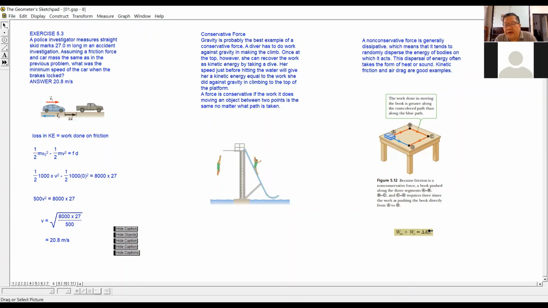Now, usually when you try to do some calculations, not this case, not the one that we have discussed so far, but the one that we have not discussed, they usually say that the work done against the non-conservative force is zero. That means they assume that there's no friction, no resistance. Okay, next one.